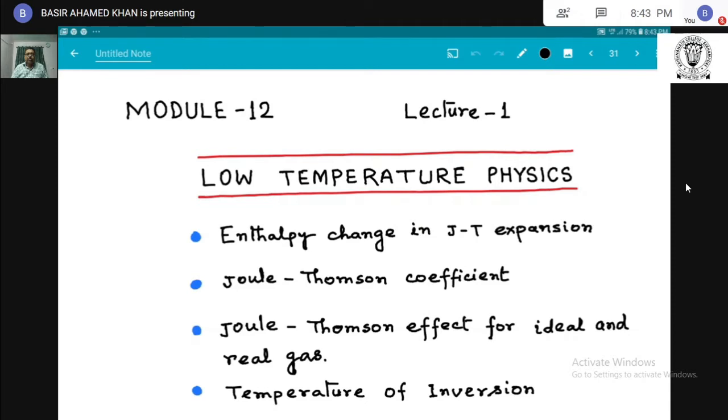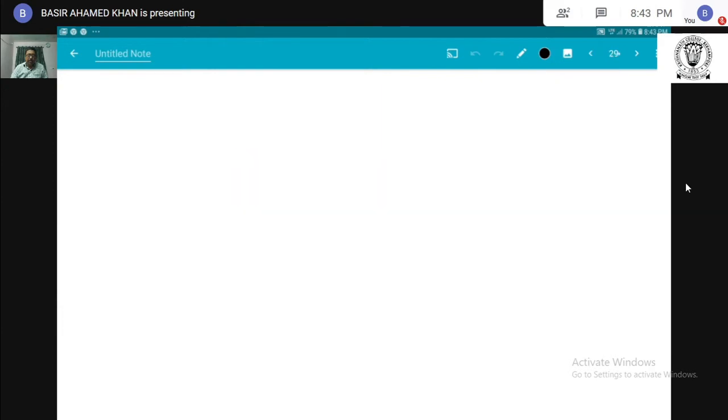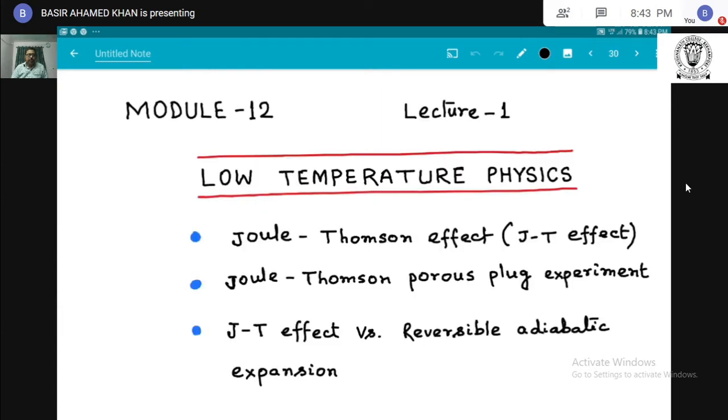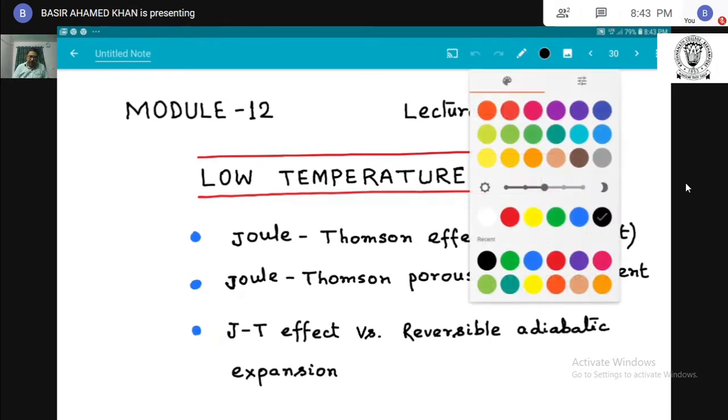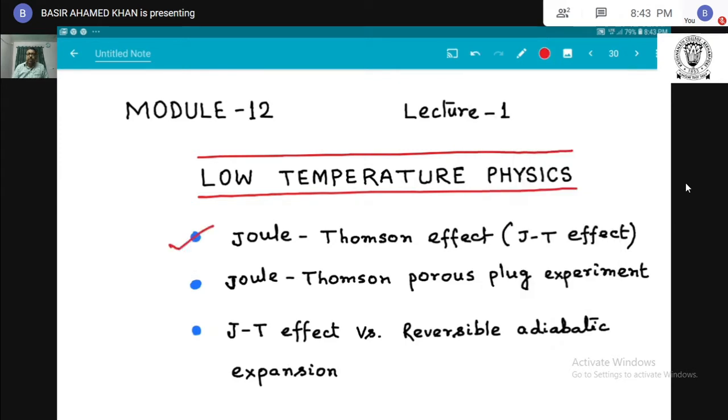Now today in my first lecture of this Module 12, I will discuss these three topics. This is low temperature: the Joule-Thomson effect, or in abbreviation JT effect, the Joule-Thomson porous plug experiment, and JT effect versus reversible adiabatic expansion. Today I will discuss these three points in my first lecture.